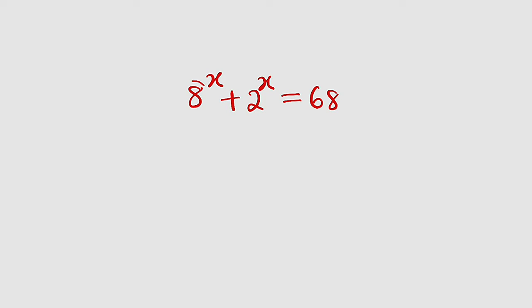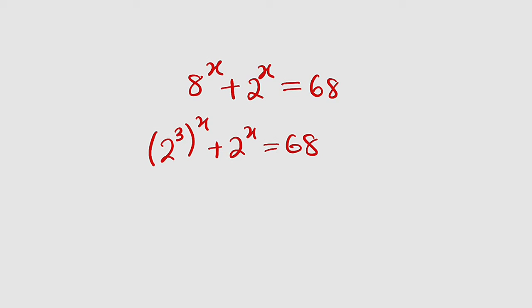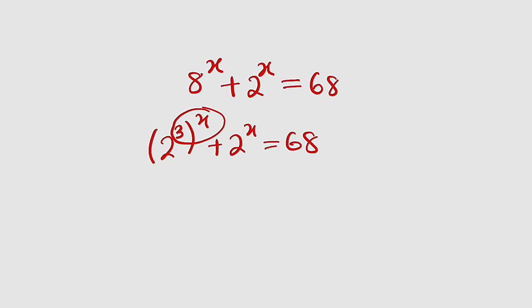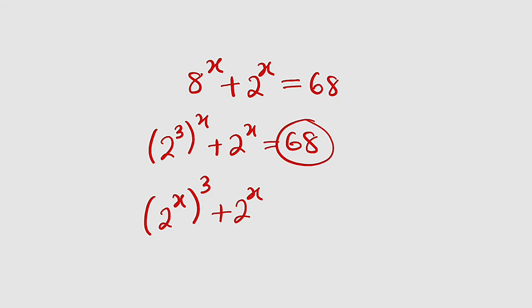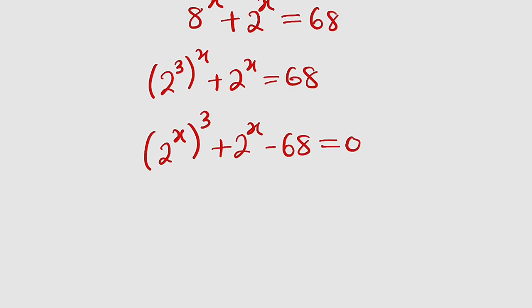First of all, I would like to change 8 to base 2 because I know that 8 can be written as 2 to the power of 3. So we have 2 to the power of 3, but also raised to the power of x, plus 2 to the power of x. This is equal to 68. Remember that you can switch these exponents according to one of the laws of indices. So this is the same thing as 2 to the power of x, but to the power of 3, then plus 2 to the power of x. You can bring this one in, it becomes negative 68, and this is equal to 0, right?